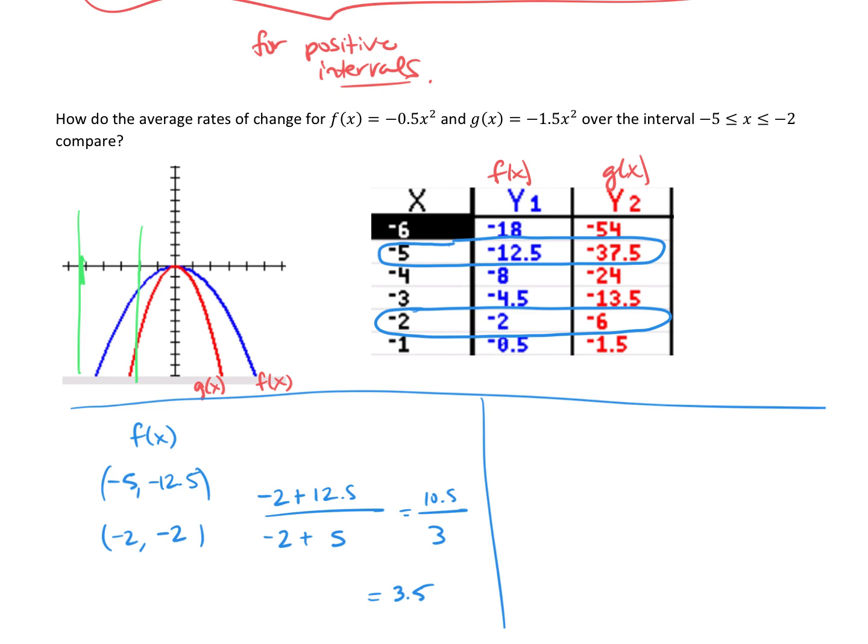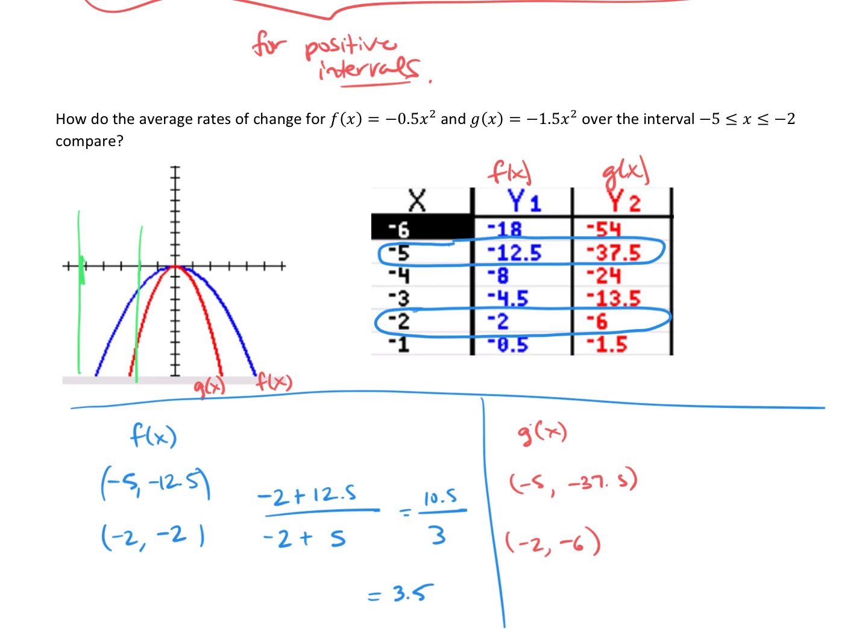Now we're going to do the same thing for g of x. We need our ordered pairs with -5 and -2. So we go up to our table of values. When x is -5, our g of x function is this one over here. It's that -37.5. And when x is -2, our y value is -6 for that g function.